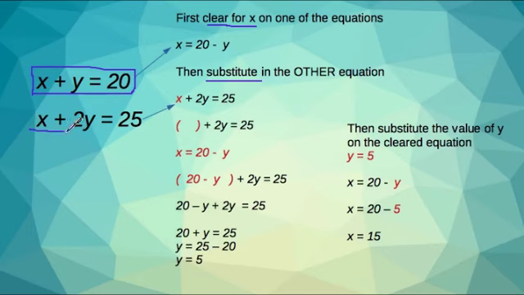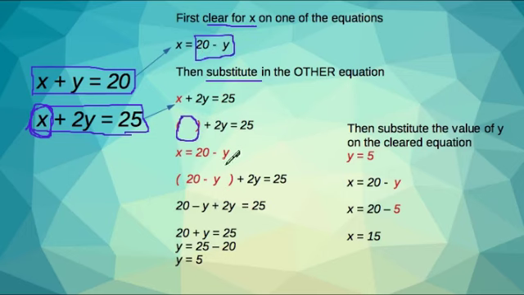Alright, so I'm going to take the second equation, which is right here, and I highlighted the x on the second equation, x plus 2y equals 25. I'm going to focus on this x right there. We know that x equals 20 minus y. X is this, so what goes inside? That's why I placed this parentheses, because inside of that parentheses is going to go the 20 minus y, which is right here.